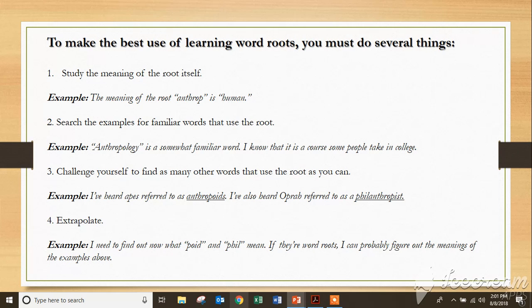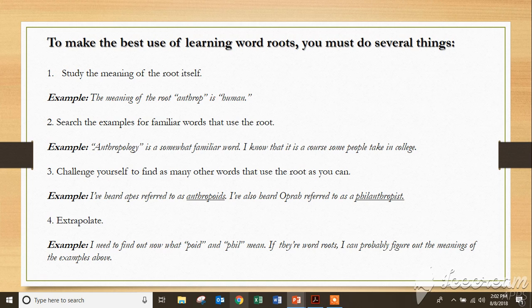So I would, at this point, challenge myself to find as many words that use the anthrop root as possible. And I might find anthropoids as an example. And I've also heard Oprah referred to as a philanthropist. And then I look at those words and I say, well, can I figure out the rest of the word, or do I already know what the word means? And what sort of insight does that give me into the word root anthrop?